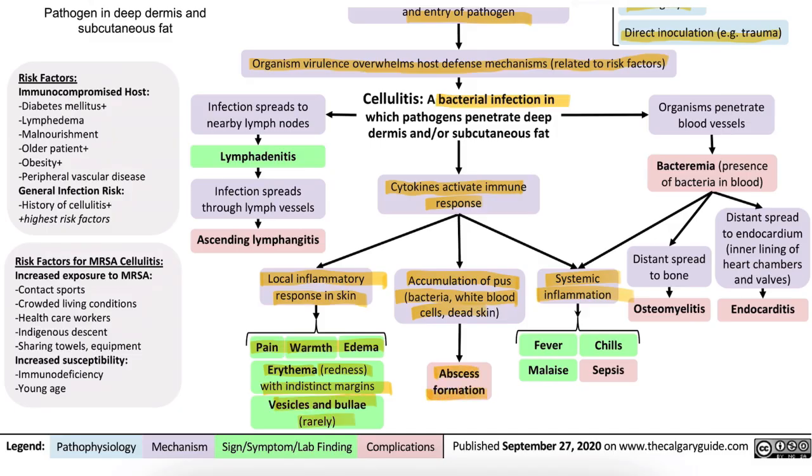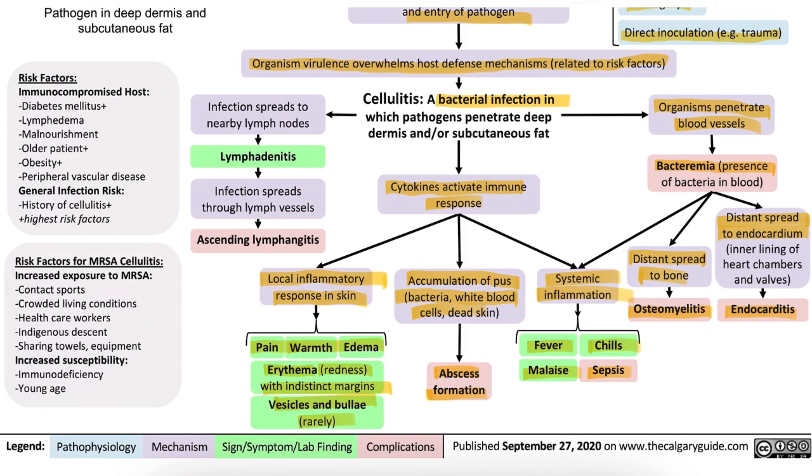If pus accumulates because of Staphylococcus aureus, the patient will get abscess formation. If the patient has systemic inflammation, they will get fever, chills, malaise and sepsis. The bacterial infection organisms penetrate the blood vessels, then you can see vasodilation and bacteremia, meaning bacteria are present in the blood. It can spread distantly to the bone, which we call osteomyelitis, or to the endocardium, the inner lining of the heart, which we call endocarditis.